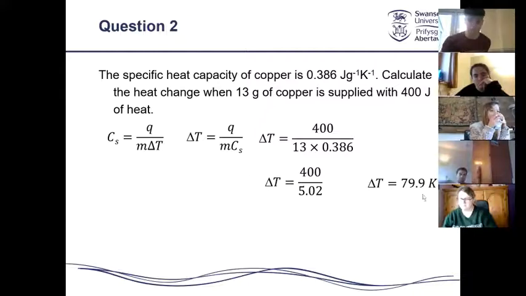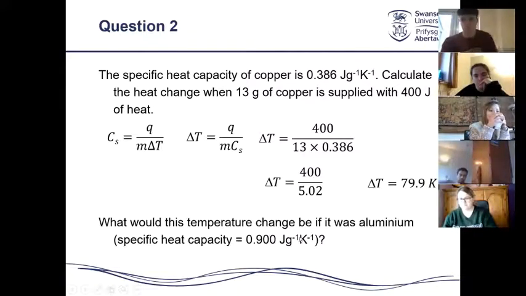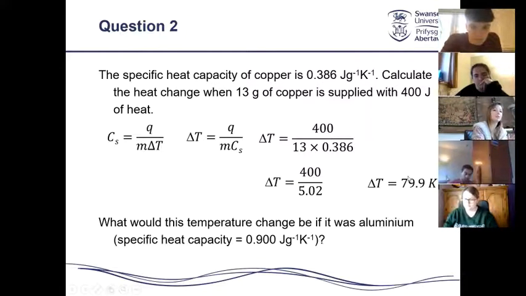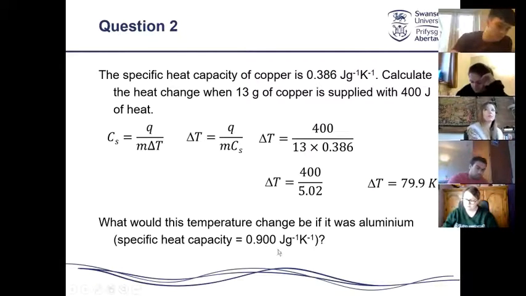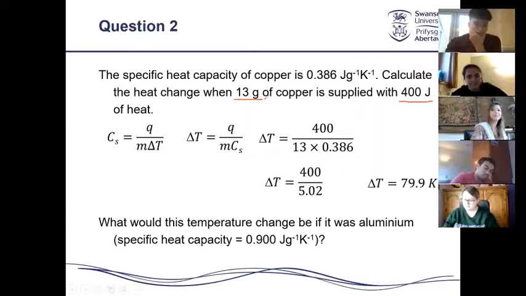Next, if we were to do exactly the same, but this time to 13 grams of aluminium, which now has a specific heat capacity of 0.9 joules per gram per Kelvin, what would the temperature change be? So everything else is the same. The heat supplied is still 400 joules, and it's still 13 grams, but this time it is now aluminium.